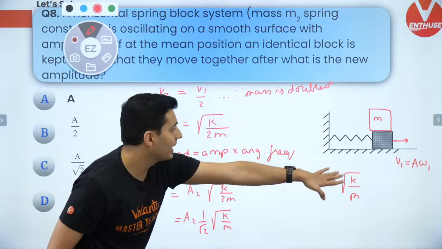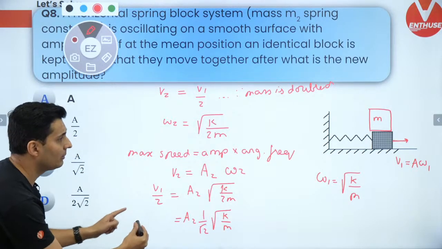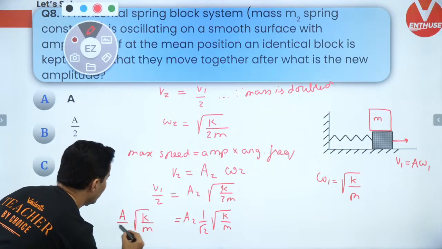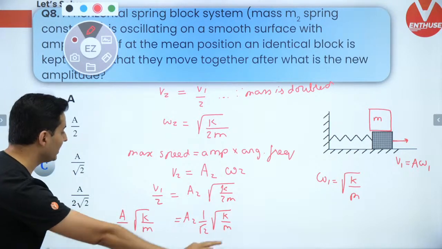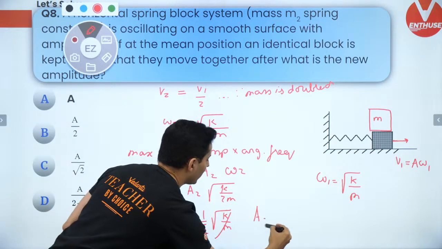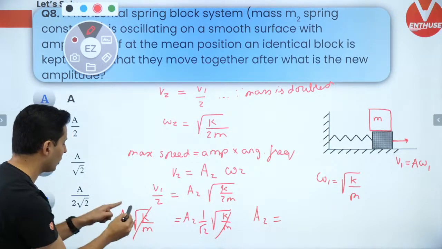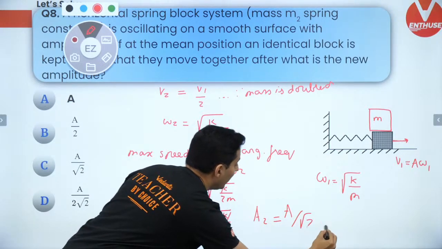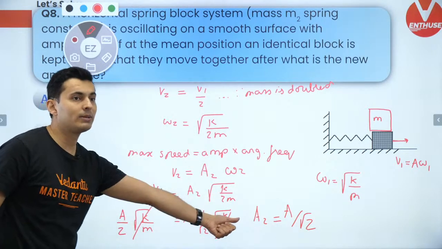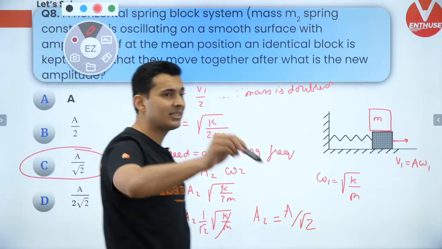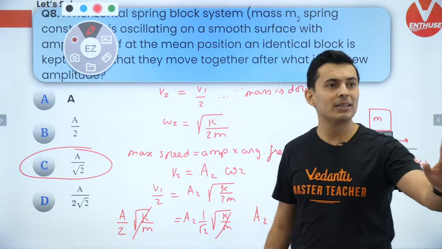V1 is A1 omega 1, so that will be equal to A root k by m, and you will have 2 over here. You can see so many things get cancelled. Root k by m will get cancelled, and therefore A2 will be equal to root 2 by 2, which is 1 by root 2. So it will be A divided by root 2. That's the answer, so option C is correct. I hope this is clear.